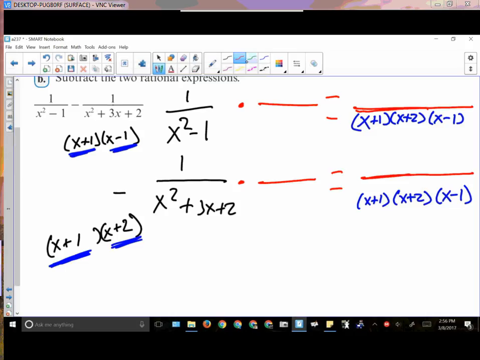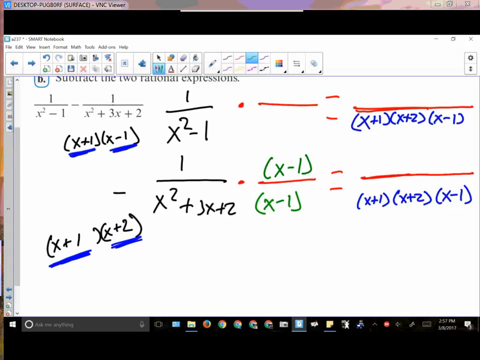Now, the question comes, what do I have to multiply this by to get to that? This is where it is even easier than the last time. This is an x plus 1 and an x plus 2. What more do I need? What's missing? I got an x plus 1, I got an x plus 2. What's missing? x minus 1. So guess what goes here? x minus 1 and x minus 1.